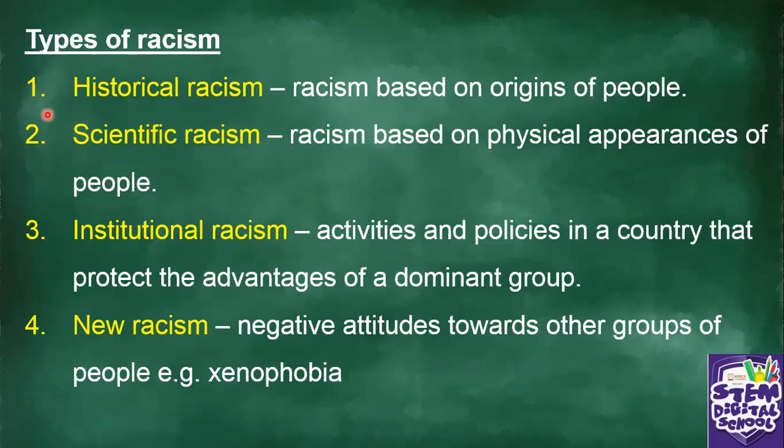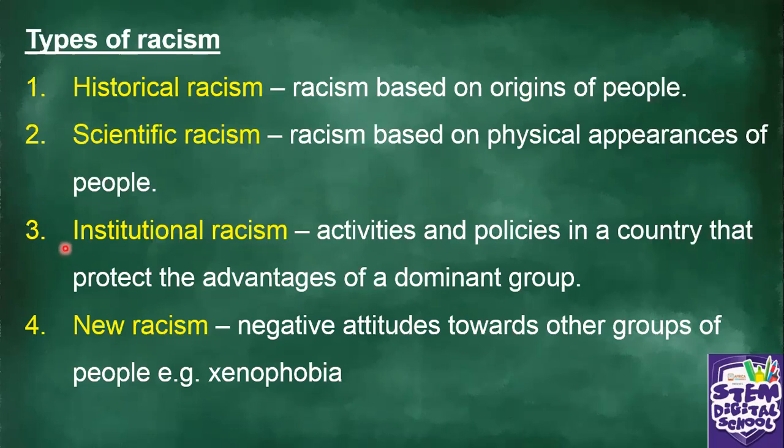Number one, there's this one called historical racism. It's racism based on the origins of people, so where you're coming from. Number two, scientific racism. This is racism based on the physical appearances of people. So just by looking at their physical appearances and treating them unfairly, it's scientific racism.